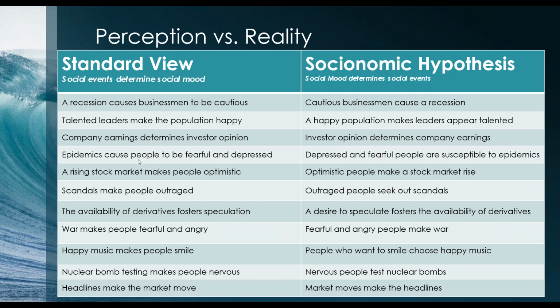Epidemics cause people to be fearful and depressed. Depressed and fearful people are susceptible to epidemics. A rising stock market makes people optimistic. Optimistic people make a stock market rise. Scandals make people outraged. Outraged people seek out scandals. The availability of derivatives fosters speculation. A desire to speculate fosters the availability of derivatives. So we see lots of new derivatives when we're in a bullish market.